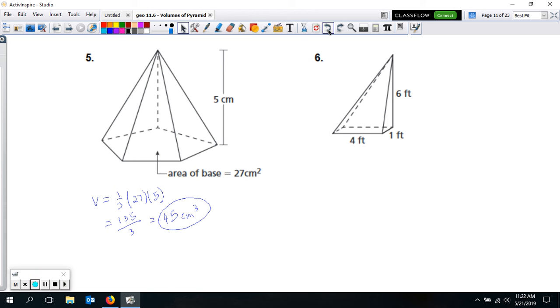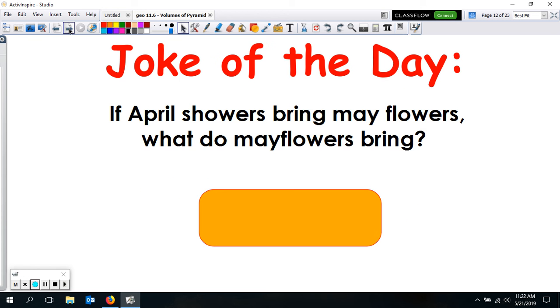And for this next one, we're going to say again, volume is equal to 1/3. Base area is just 4 times 1, and then the height is 6. So 4 times 1 will give us 4, and 4 times 6 is 24, and then we just do 24 divided by 3, which is 8 feet cubed. Again, you could say half of 6 is 3... basically 4 times 2, 8 feet cubed for that one.